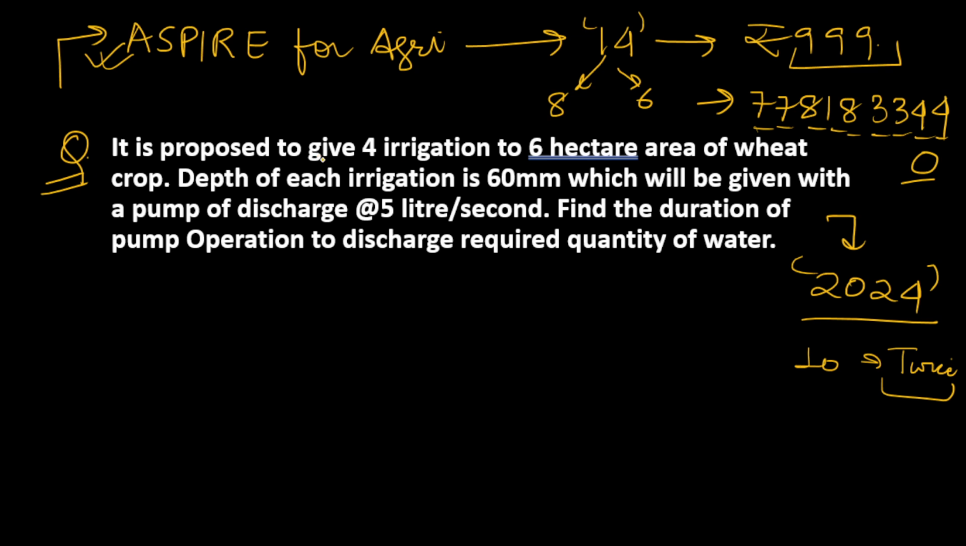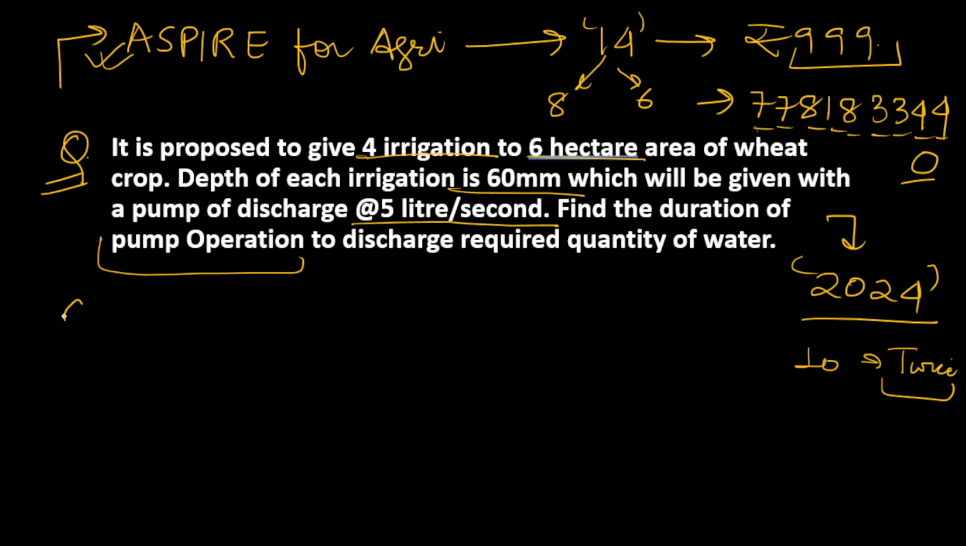It is proposed to give irrigation to 6 hectare area of wheat crop. The depth of irrigation is 60 mm, which will be given with a pump discharge of 5 liter per second. Find the duration of pump operation to discharge the required quantity of water.